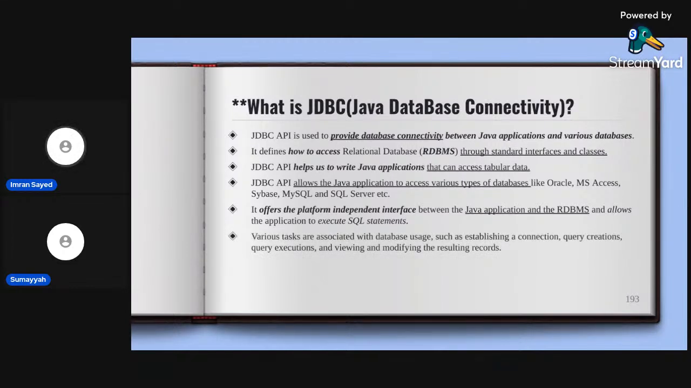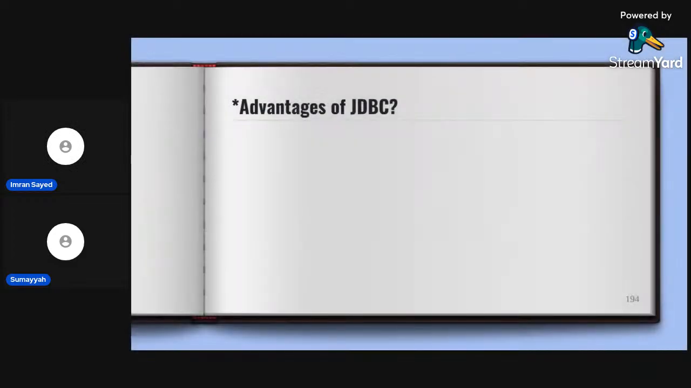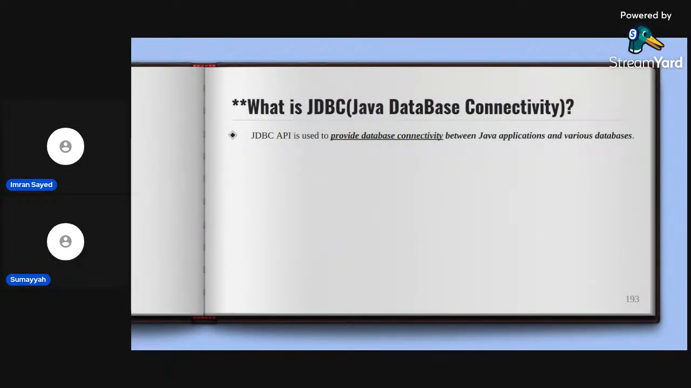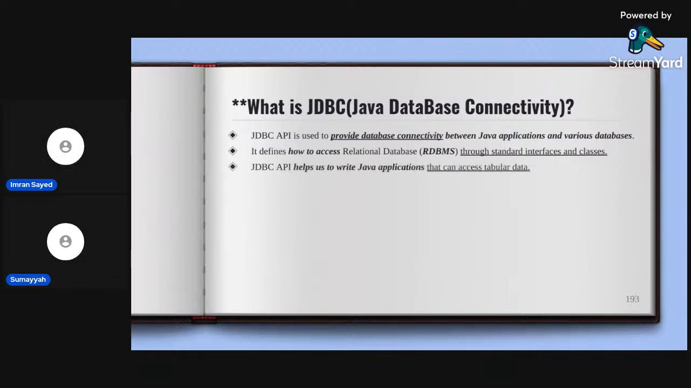Various tasks are associated with database usage, such as establishing connection, query creation, query execution, and viewing and modifying the resulting records. It provides two packages, java.sql and javax.sql. It provides database connectivity between Java application and various databases. Defines how to access RDBMS through standard interfaces and classes. Helps to write Java application that can access tabular data. Allows Java application to access various types of databases.